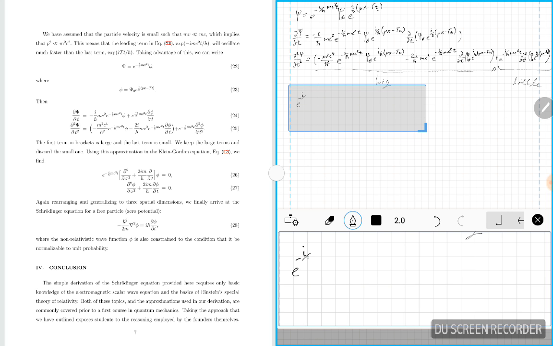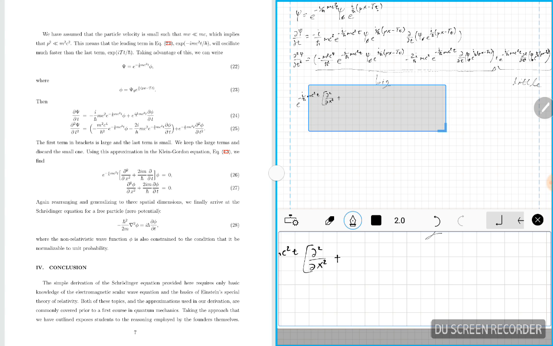Then what they did here was they used this idea that these two terms, so this term here, the second derivative, and then this guy up here, 2i times mass over h bar times the second derivative of this whole thing, e to the i over h bar, equals 0.